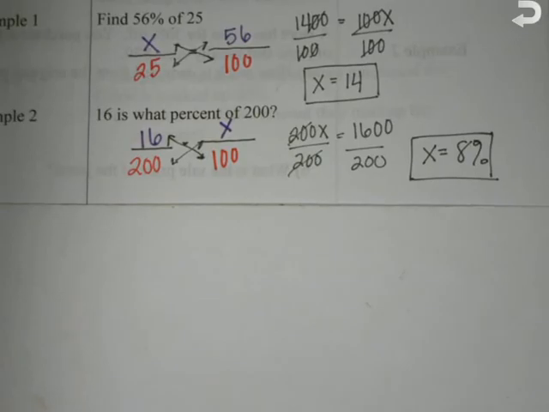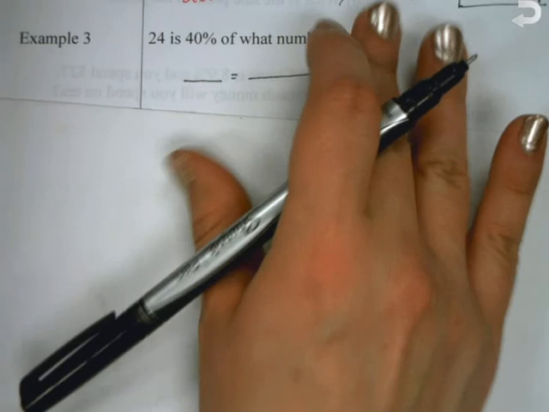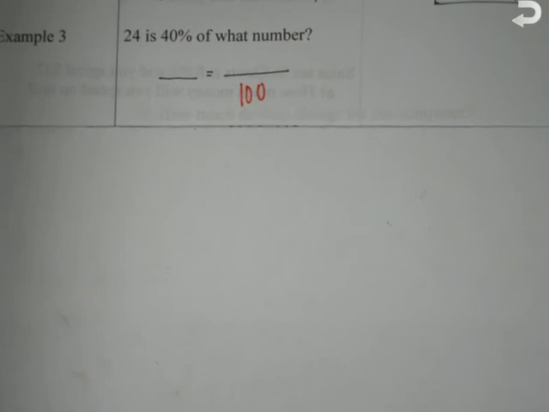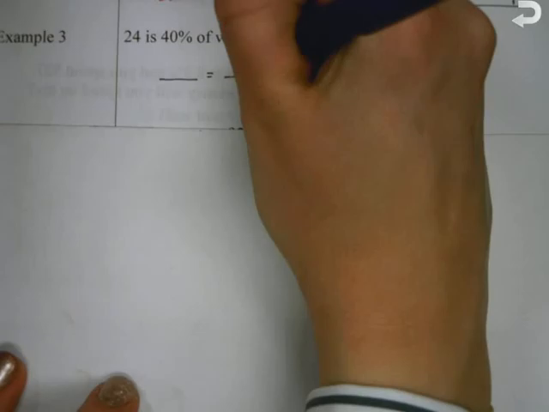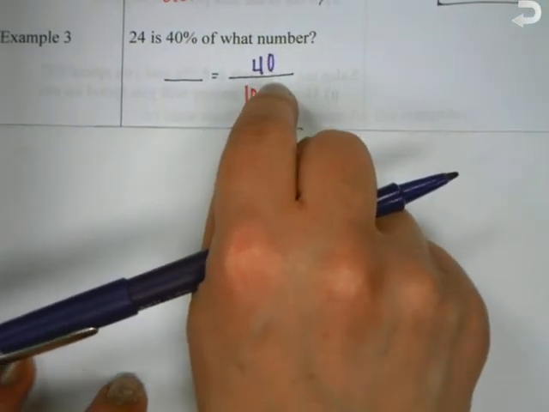Example 3. 24 is 40% of what number? The first thing I'm going to do here is I'm going to put over 100 on the right-hand side. Okay? Now, what number has a percentage attached to it? 40. So where's that going to go? Over 100. Whatever has a percentage is always going to go over 100. Okay? Now, 24 is 40% of what number? So is 24 going to go on top or on bottom? On top. It's going to go on top. Good job. How did you know?